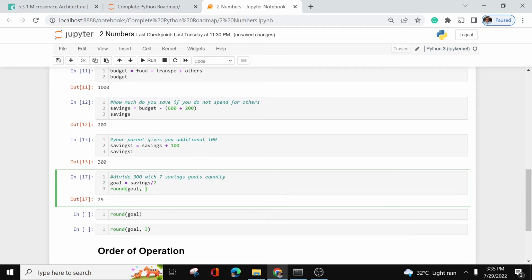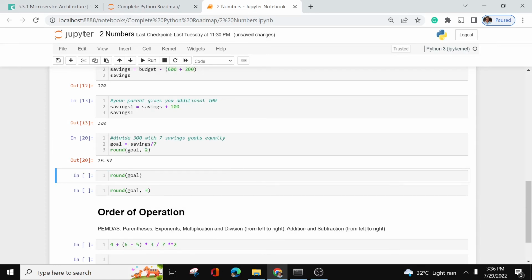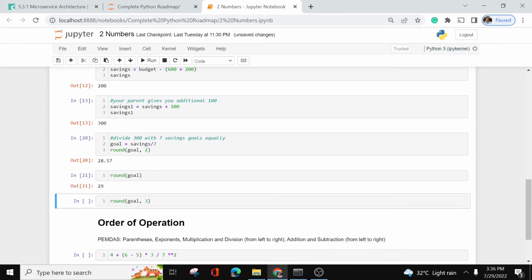So what we do here is we just write here 3 or 2. In our case, we want 2 decimal places, right? Because when the money is divided, it's not actually a whole number, so we want that remainder to be seen in there. So now let's execute this one. 28.57. So what about 3? We'll just play around. We have 28.571, but we will just settle with 2 decimal places. Okay, so let's execute this one.